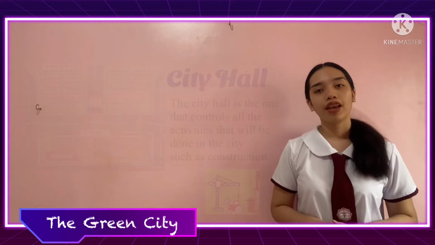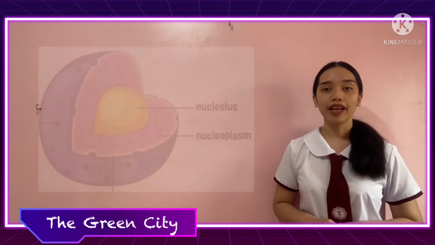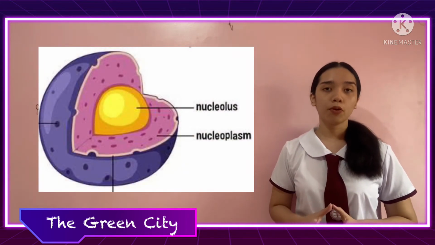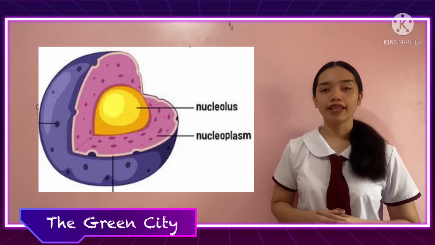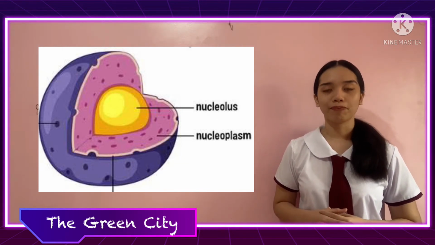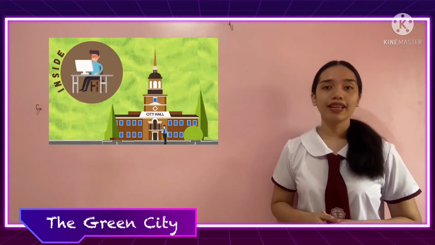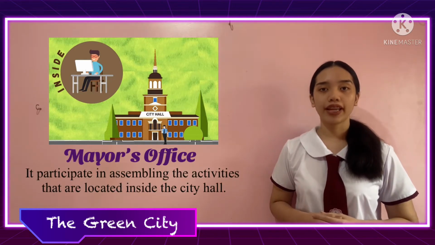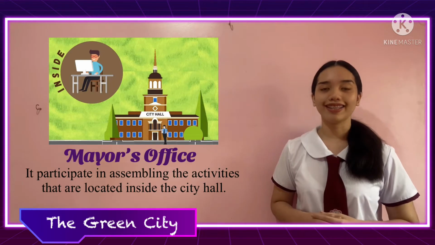Going back, inside the nucleus, we can find the nucleolus that participates in assembling the ribosomes, alteration of transfer RNA, and sensing cellular stress. I can say that the city mayor's office has the same function, participating in assembling the activities that are located inside the city hall.